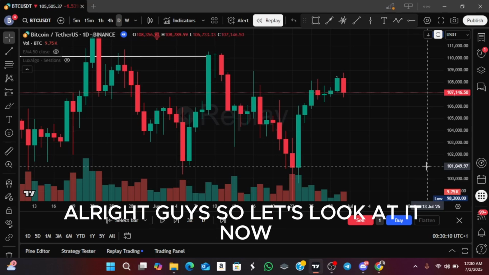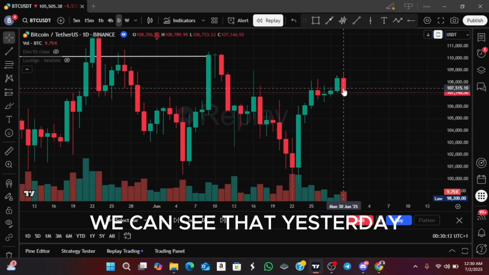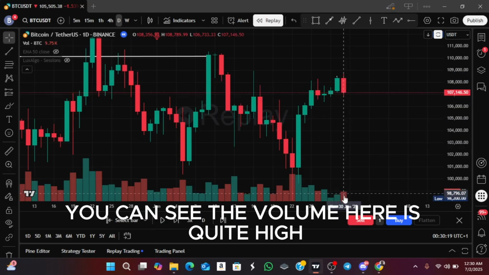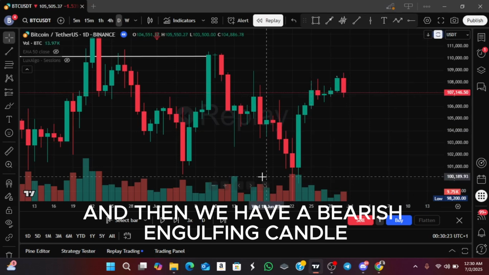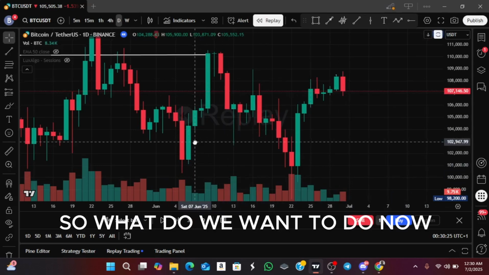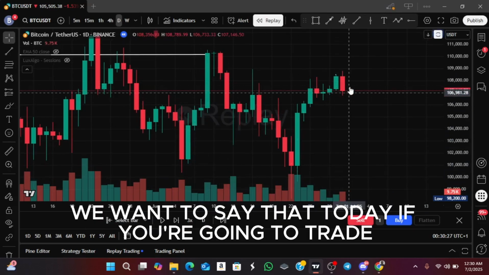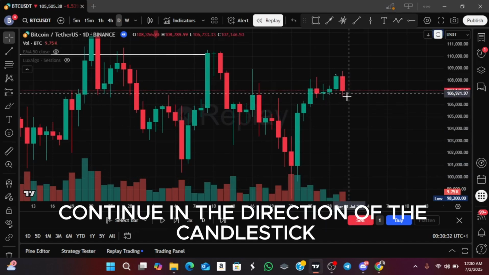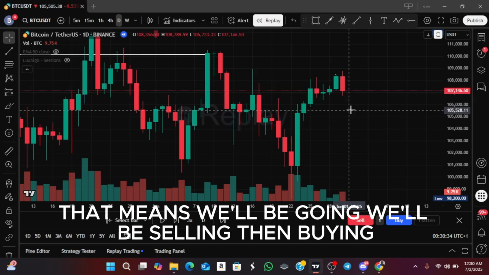All right, guys, let's look at it. Now we can see that yesterday Bitcoin showed a bearish engulfing candle, supported by volume. You can see the volume here is quite high, and then we have a bearish engulfing candle. So what do we want to do now? We want to say that today, if you are going to trade, we are going to continue in the direction of the candlestick. That means we'll be selling rather than buying.